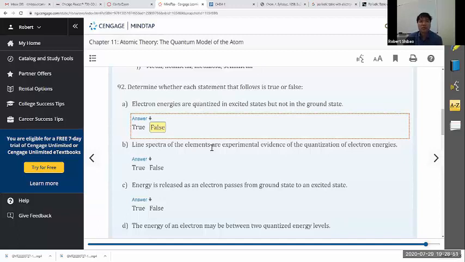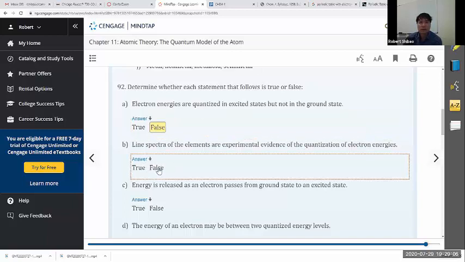All right, line spectra of the elements are... a killer whale in a small pool versus a killer whale in the open ocean. Line spectra of the elements are experimental evidence of quantized energy, yes. Otherwise, we expect continuous. That was the whole thing, they were expecting continuous.